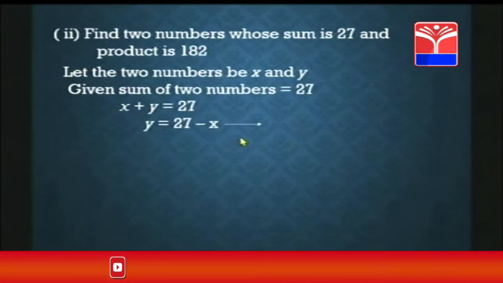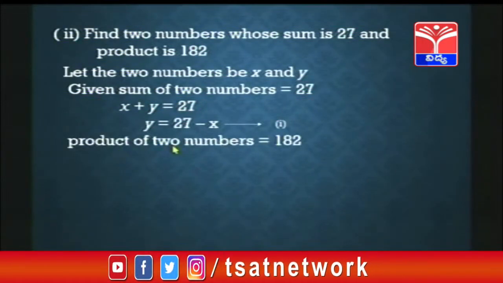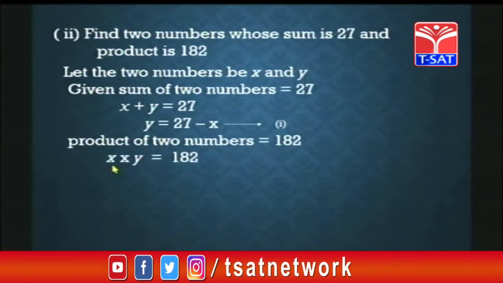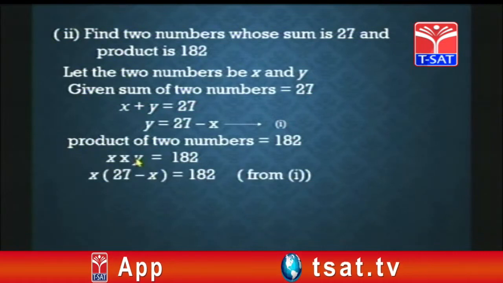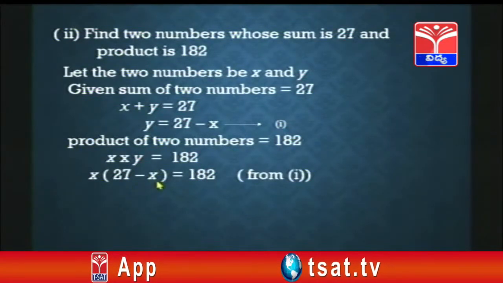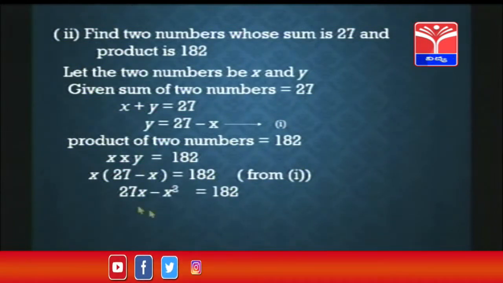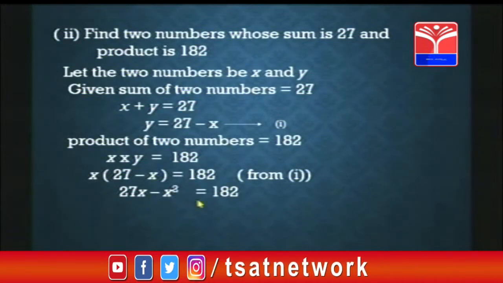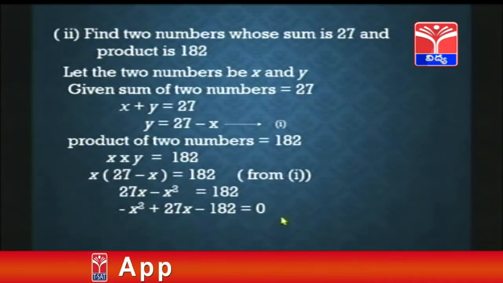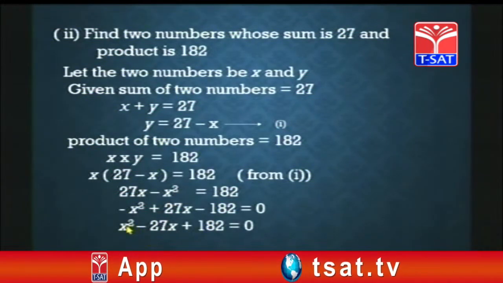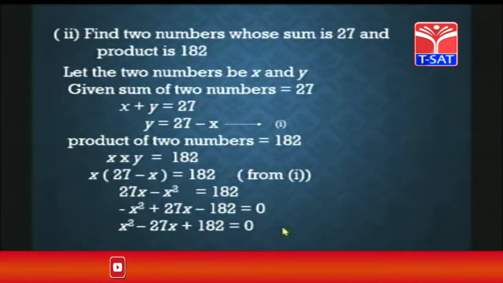Now, I suppose this equation as 1. Now, what is the other information given to us? The product of the two numbers is equal to 182. So, when I multiply x with y, that should be equal to 182. So, instead of y, I substitute 27 minus x from equation 1 in the place of y. Opening up the brackets, I get 27x minus x square is equal to 182, so minus x square plus 27x minus 182 is equal to 0. Rewriting the equation, I get x square minus 27x plus 182 is equal to 0.